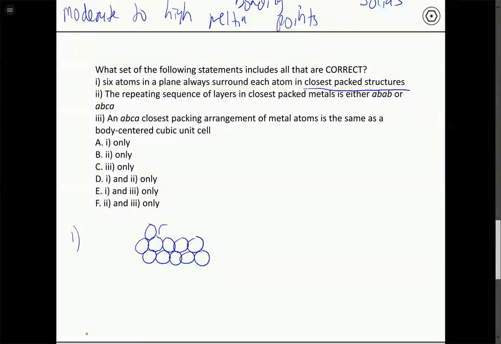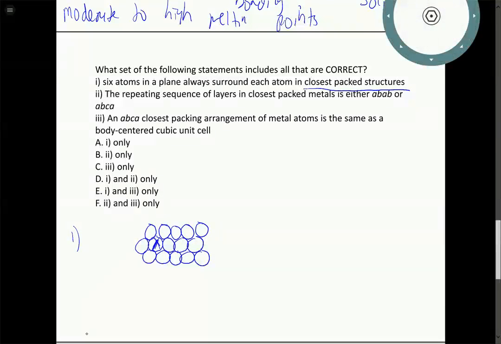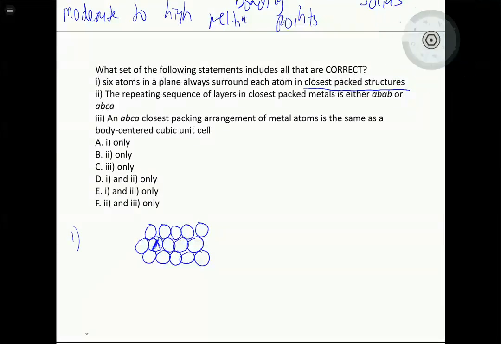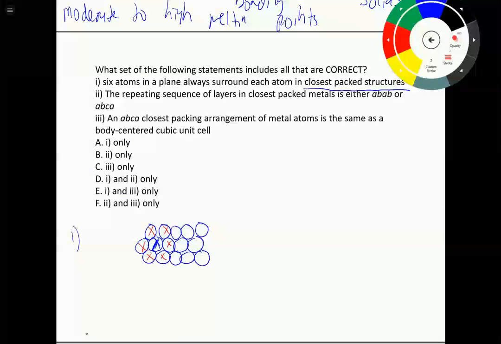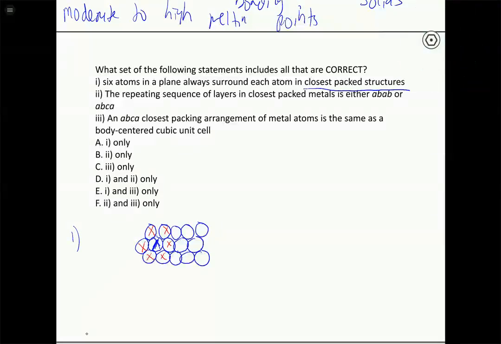When we place atoms into these close packed layers, where we're putting them as close together as possible, if we focus on one atom in that layer, let's say this one, and then I'll use a different color to color in its neighbors, in the same plane you're going to have 1, 2, 3, 4, 5, 6. So in the same layer you'll have 6 atoms surrounding each atom in a layer, so this one's going to be true.